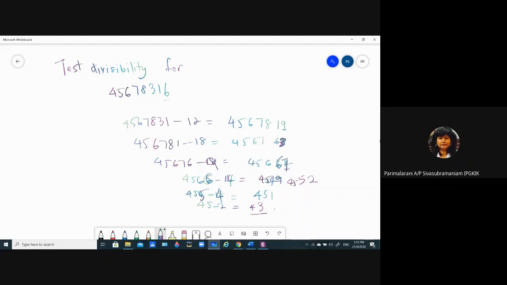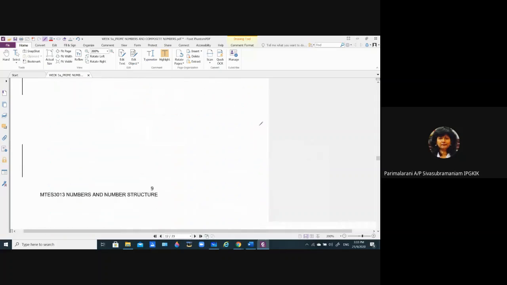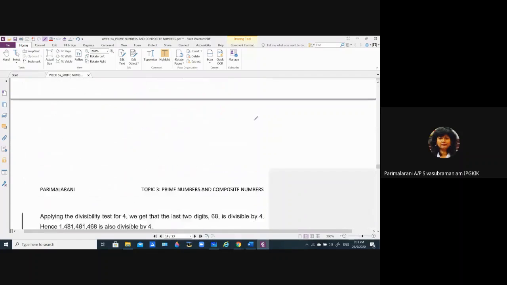So we finished with divisibility. So we're going to continue. Okay, so now we finish with this. We're going on to the next topic. All this you can have a look at later.